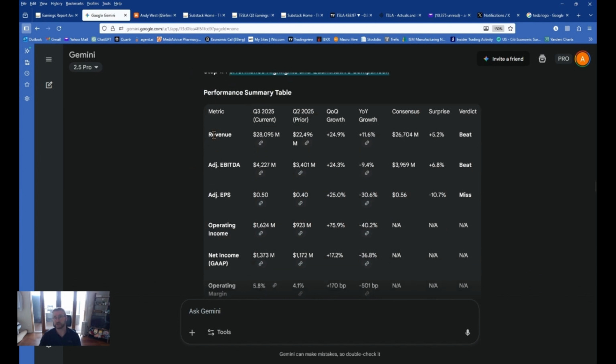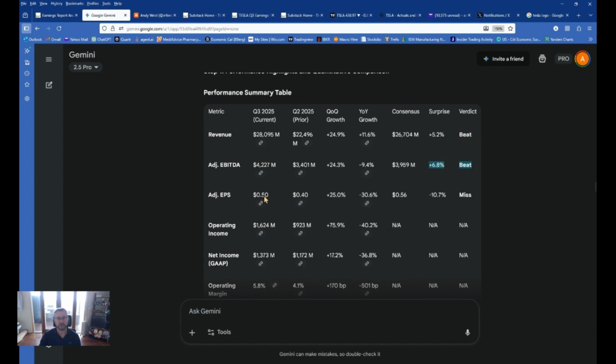What we saw was a really interesting situation. Revenue beating by 5%. That's the top line here. You can see the report compares achieved results to consensus. Surprise was plus 5% and a beat. EBITDA 7% and a beat.